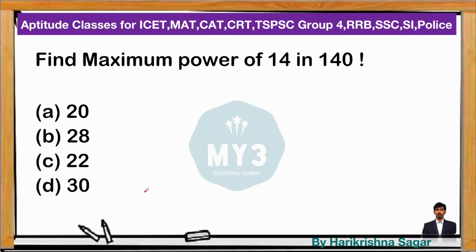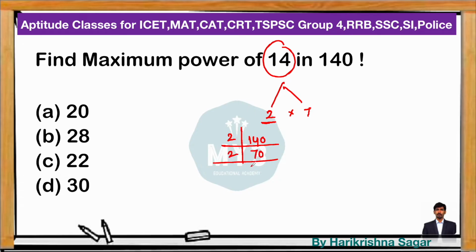So maximum power of 14 in 140 factorial, they are asking. How can we write 14? 14 can be written as 2 into 7. So just observe what is the maximum power of 2 in 140 factorial. Maximum power of 2 in 140 factorial means you can keep on dividing with 2. So 2 70's are 140, again 2 35's are 70, again 2 17's are 34, we are left with 1, again 2 8's are 16, again 2 4's are 8, again 2 2's are 4, again 2 1's are 2.